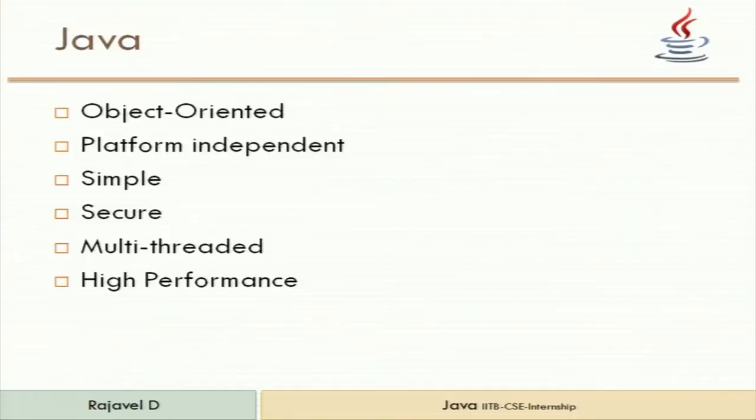One more thing, it's simple. People call it simple. Why? You have many predefined functions available. Unlike C, you have string as a data type. So string manipulations and operations are very easy. So we call it simple.